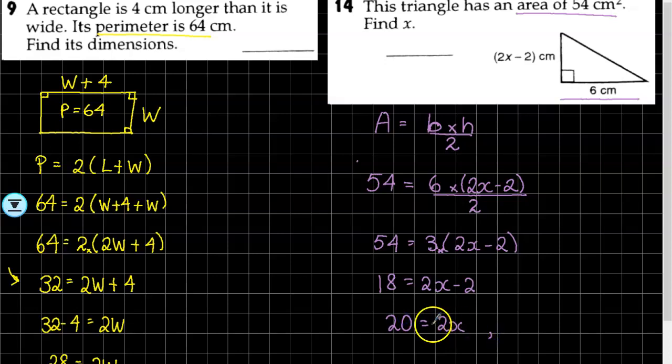So 2 times something equals 20. Therefore, x is 10. Find x. That's all we needed to do. Bang.